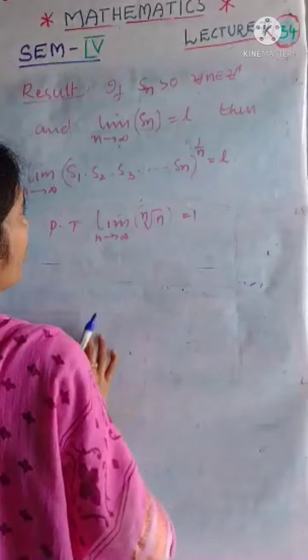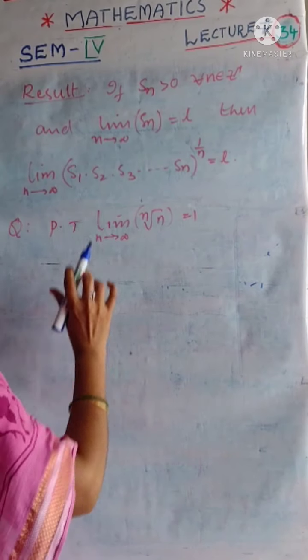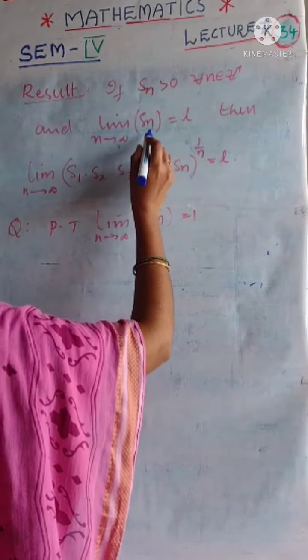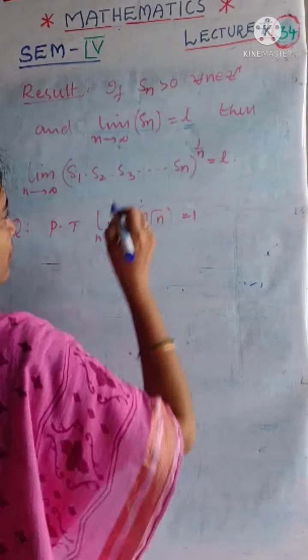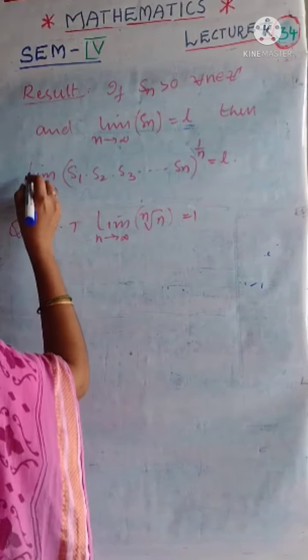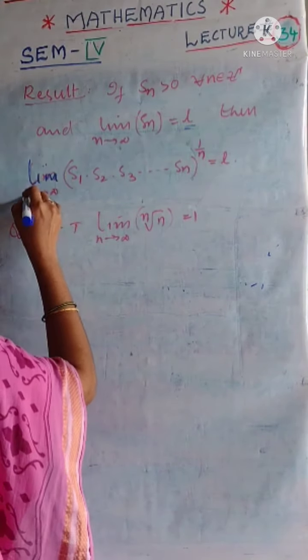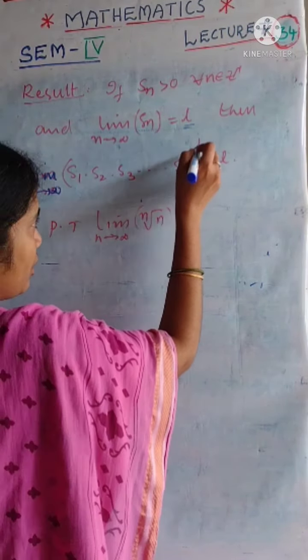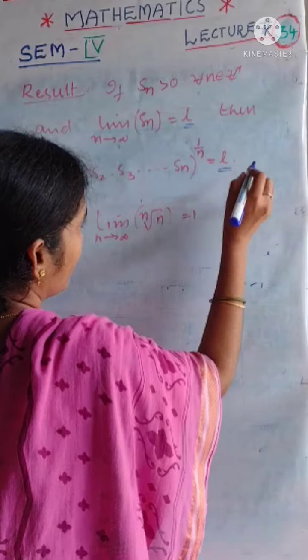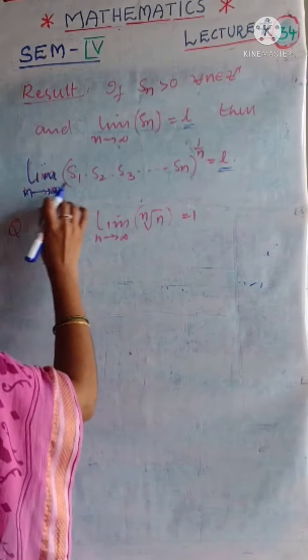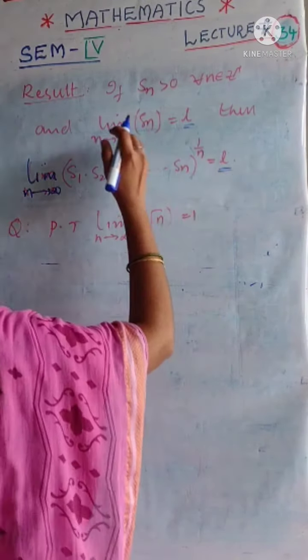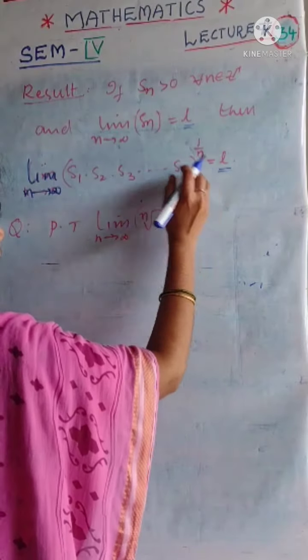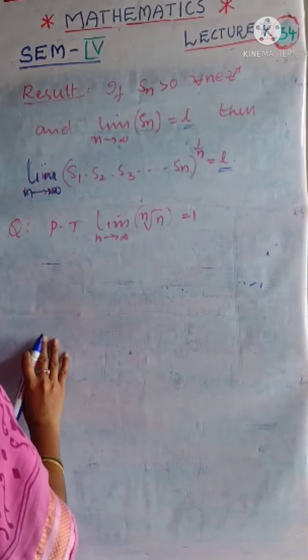If Sn is a sequence of positive terms and this sequence's limit is L, then this theorem says that the limit of (S1 × S2 × S3 × ... × Sn) to the power of 1 by n, when n tends to infinity, has value L, which is the same as the limit of the sequence.